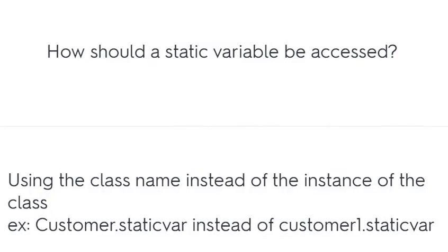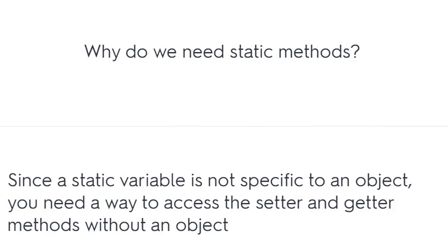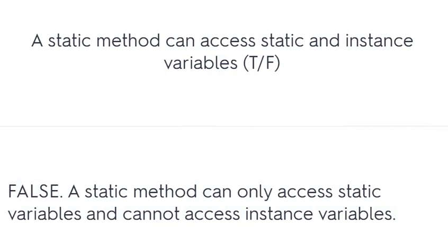How should a static variable be accessed? Using the class name instead of the instance of the class. Customer.staticVar instead of customer1.staticVar. Why do we need static methods? Since a static variable is not specific to an object, you need a way to access the setter and getter methods without an object. A static method can access static and instance variables. False. A static method can only access static variables and cannot access instance variables.